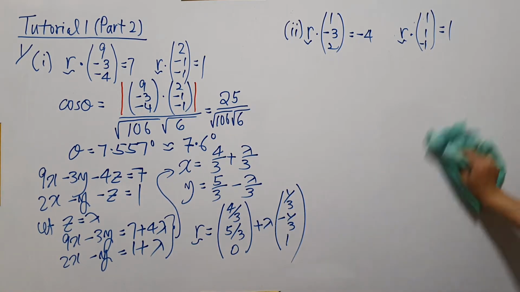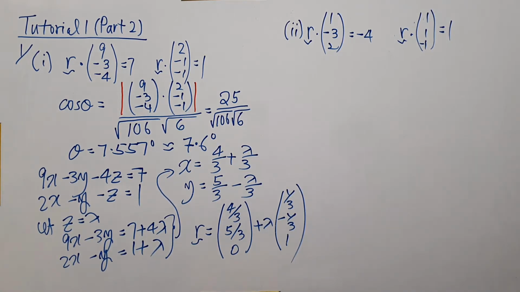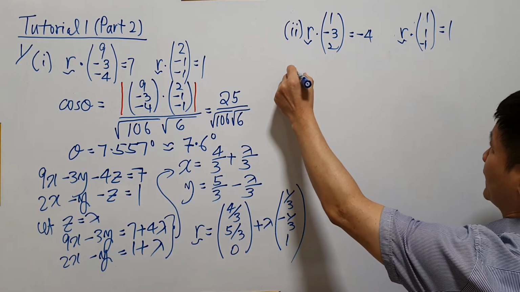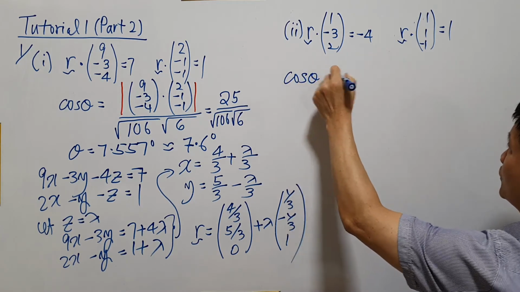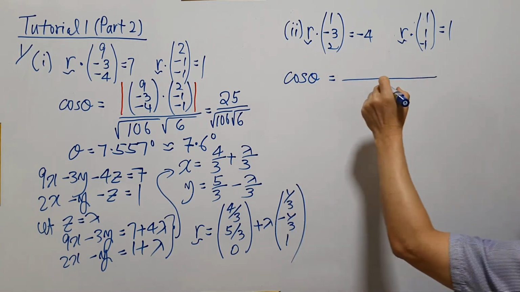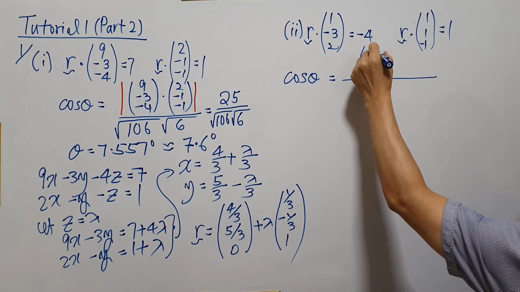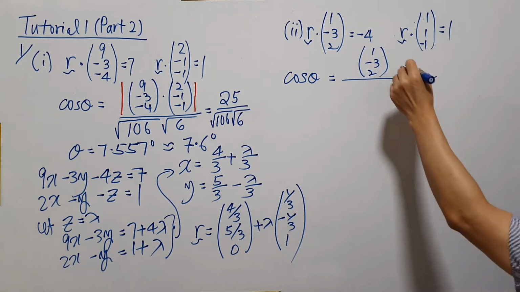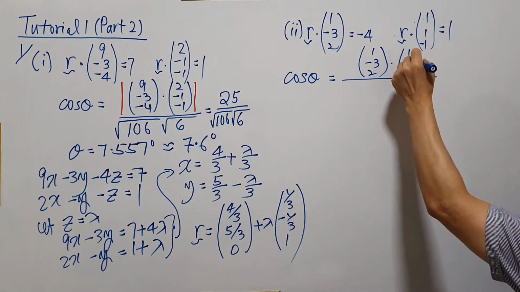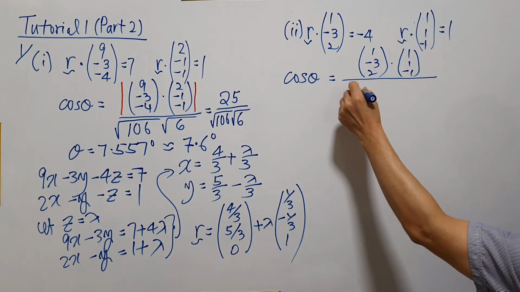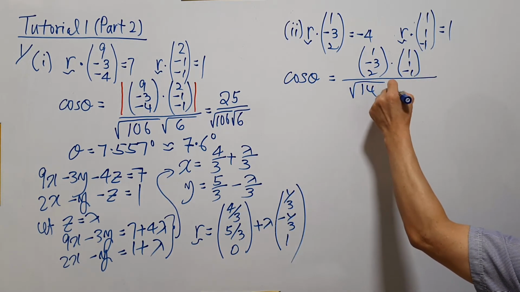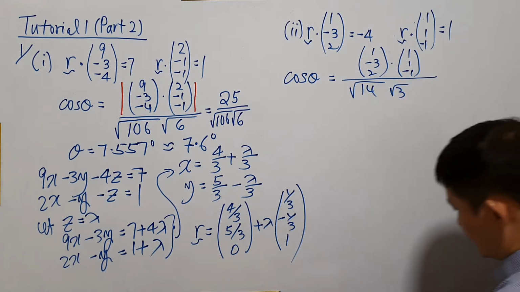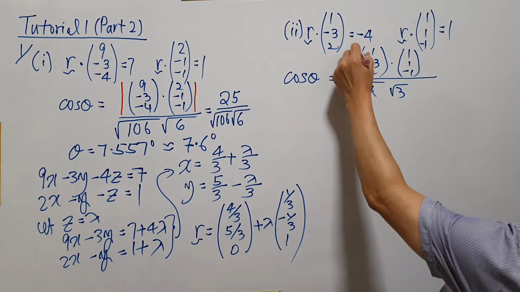Okay, next one, the same thing goes. You are asked to find the angle between the two lines. Once again, to find the angle between two lines is to find the angle between the two directional vectors, except that you need the modulus on the numerator. The modulus is needed on the numerator to make sure that you get an acute angle. And this gives you 14/3. This you need a modulus.